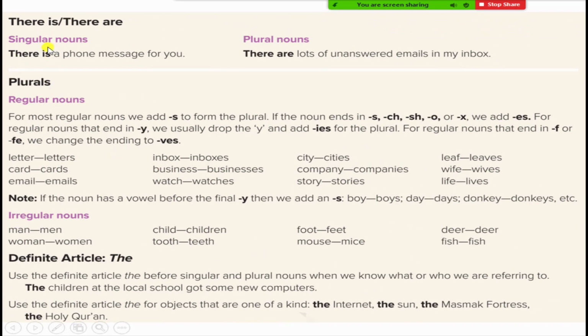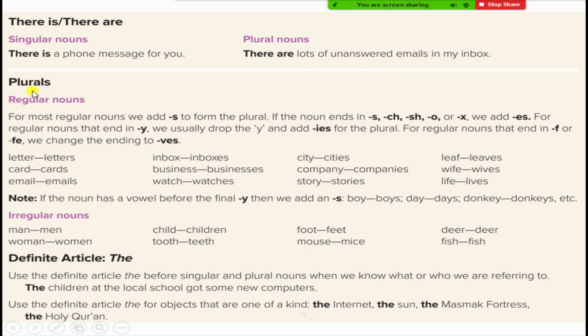Next part, there is and there are. With singular nouns we use there is, followed by a singular noun. There is a phone message for you. There is a book on the shelf. There is a boy in the class. So there is with singular nouns, and there are with plural nouns. There are lots of unanswered emails in my book. There are a lot of boys in class. There are a lot of books on the table. Okay, is it clear?